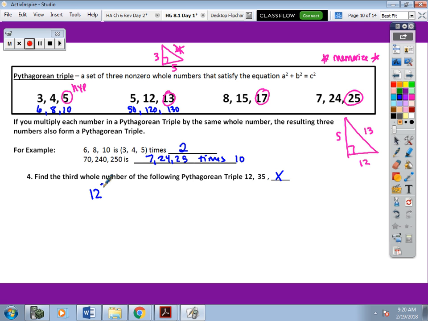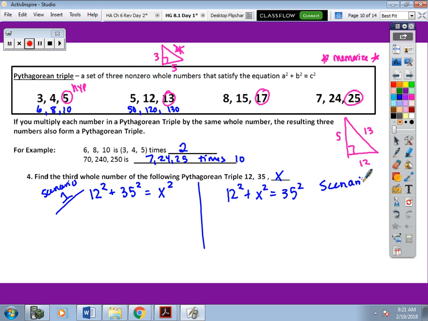One, where 12 squared plus 35 squared will equal x squared. And if that's not the case, then 35 would have to be the largest number. So the other option would be 12 squared plus x squared equals 35 squared. So these are your two possible scenarios. Okay, only one of them is going to get you a whole number, and a Pythagorean triple has to be a whole number. So if one of them gets you a decimal, you just eliminate it.